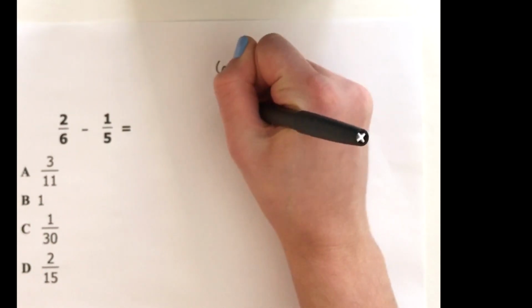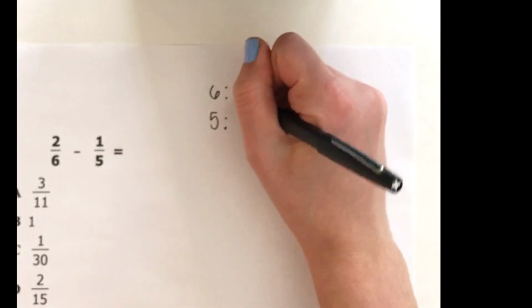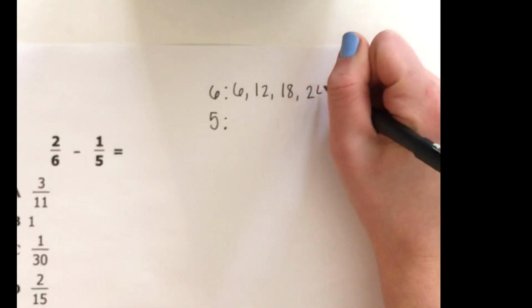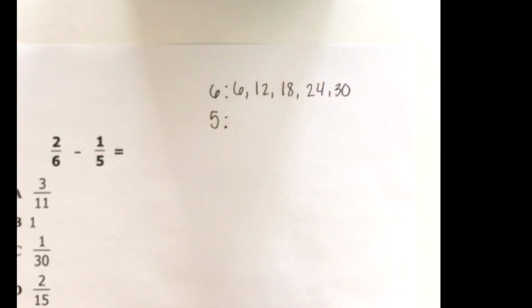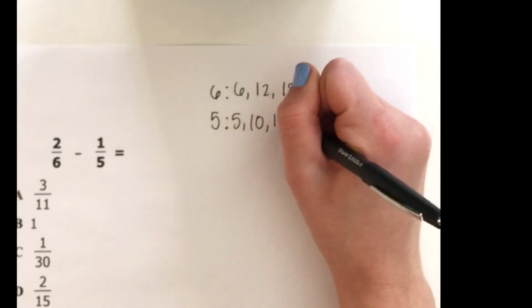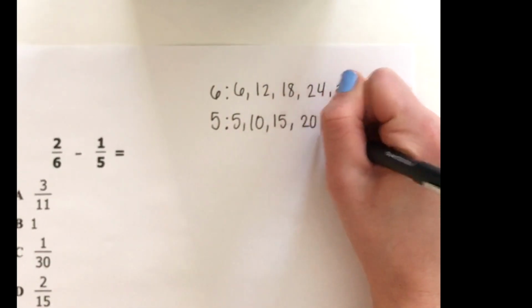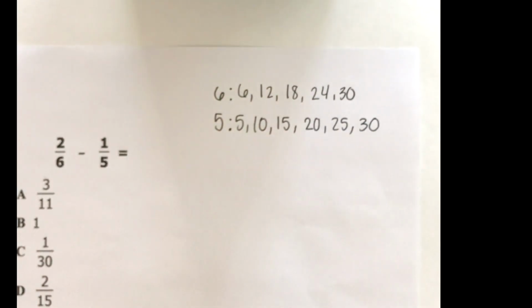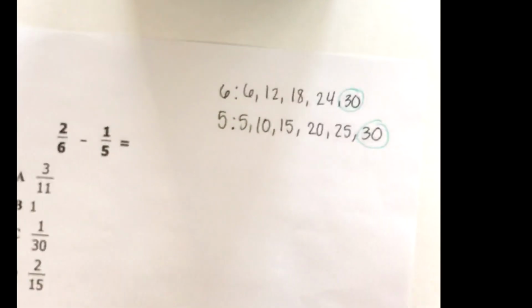And to find the LCM, we just skip count until we find a common multiple. So we have 6, 12, 18, 24, 30. Now I'm going to stop there because I know that 5 is going to eventually get to 30. 5, 10, 15, 20, 25, 30. So my LCM, or least common multiple, is 30.